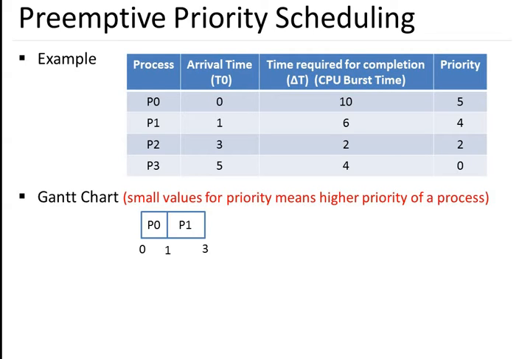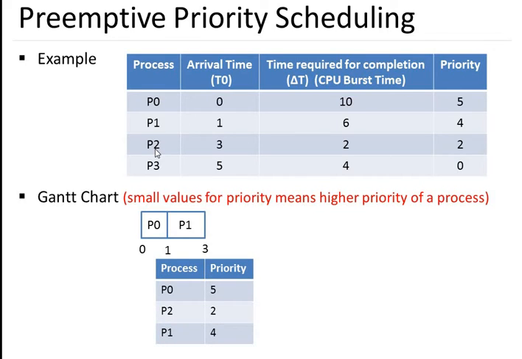Why has it stopped? Because at time t equals 3, new process P2 has arrived. Now in total you have 3 processes: P0, P1 and P2. P1 has priority 4, P2 has priority 2, and P0 is of lowest priority. From these priorities you can see that P2, the just-arrived process, has the highest priority among all the processes.